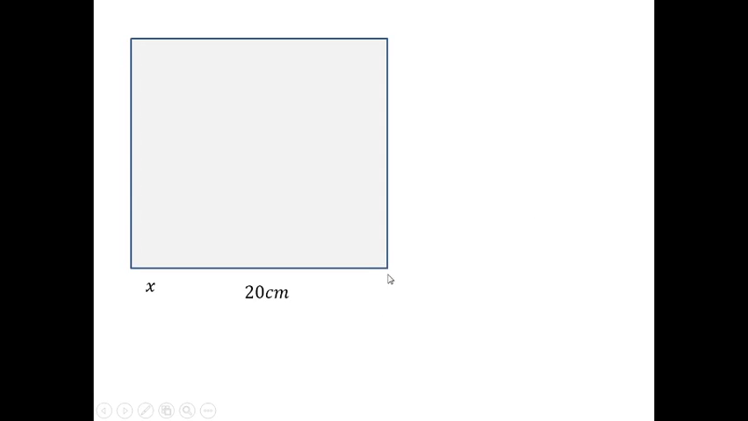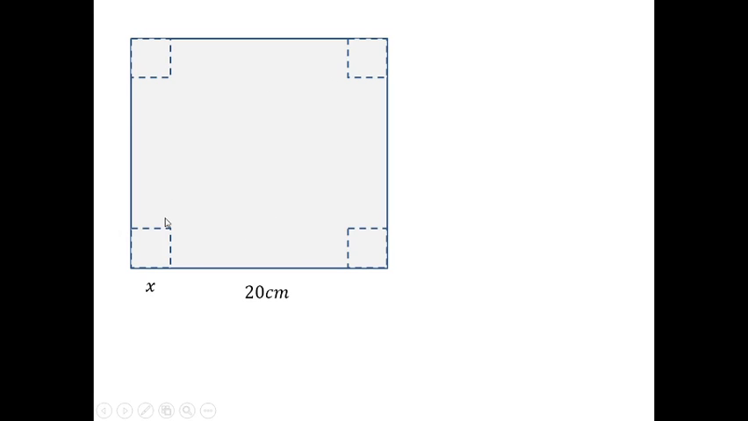Okay, next thing is optimization. If I have a square piece of paper of 20 centimeters, and I cut out squares in the corner of distance x, fold these flaps up, I get an open box. Okay, and I want to find the open box's maximum volume.